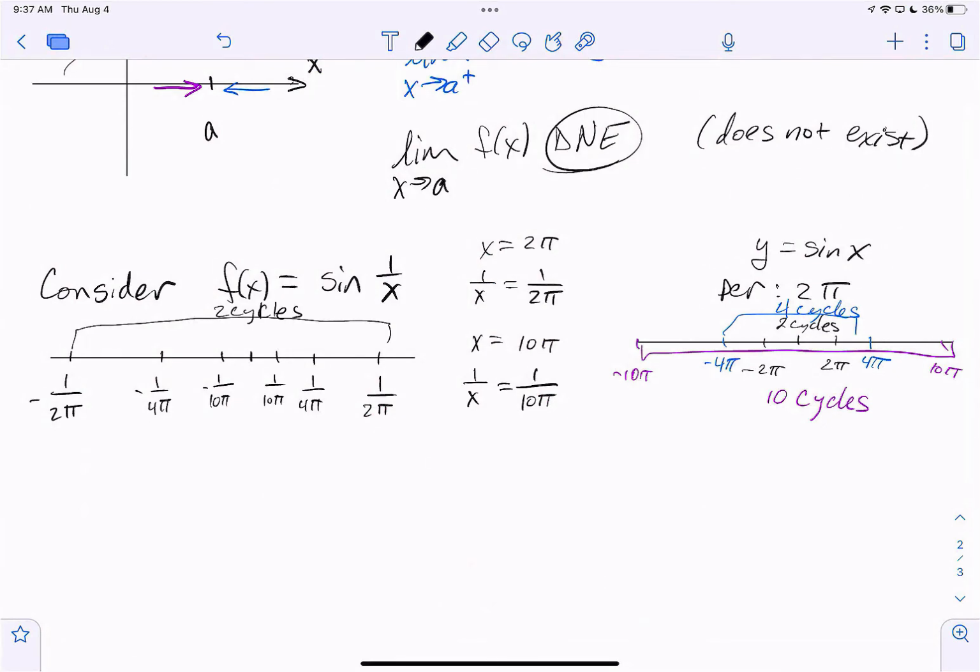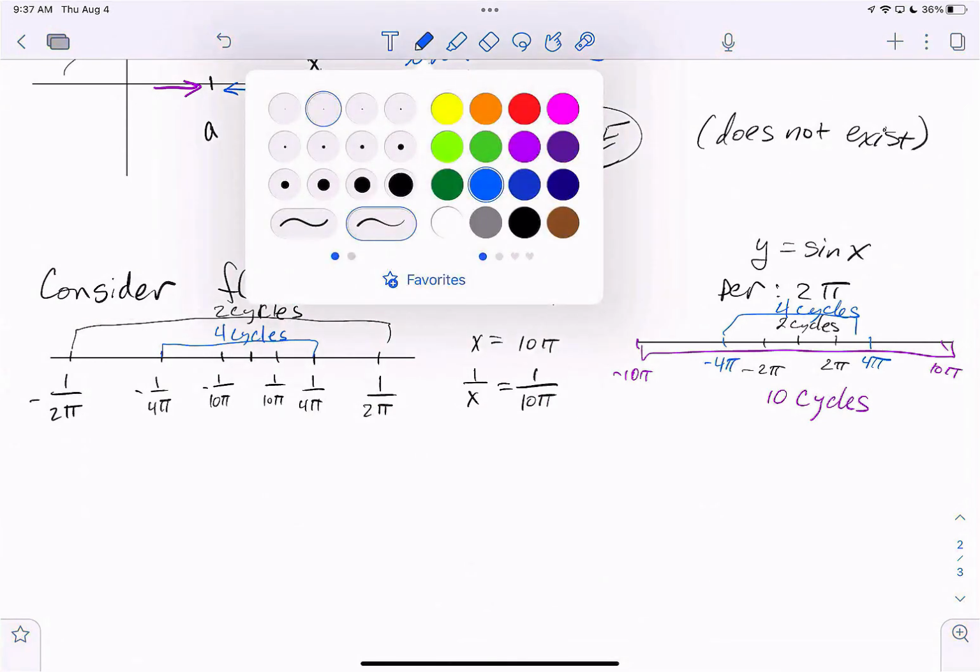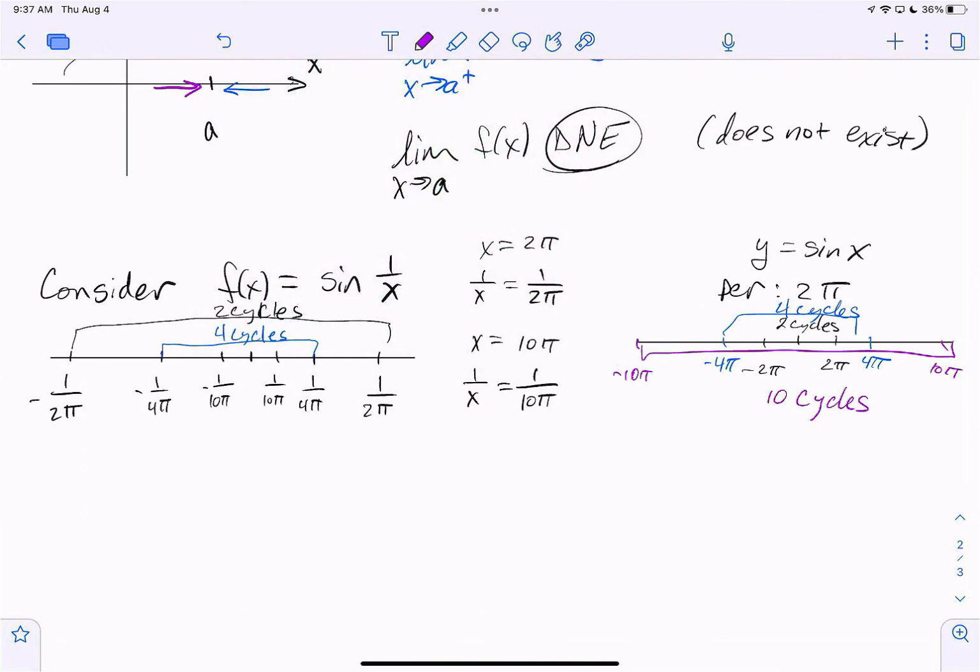But then it starts to break down really quickly. If I look at the interval from negative 1 over 4 pi to 1 over 4 pi, I should then be able to fit 4 cycles. Now, that doesn't make any sense because it's a smaller interval, and you're telling me I'm going to be able to fit more cycles in a smaller interval for the same graph. Right? So something's breaking down here. And we'll just continue this to see how it's really breaking down.